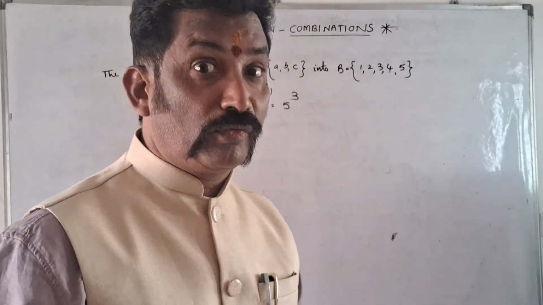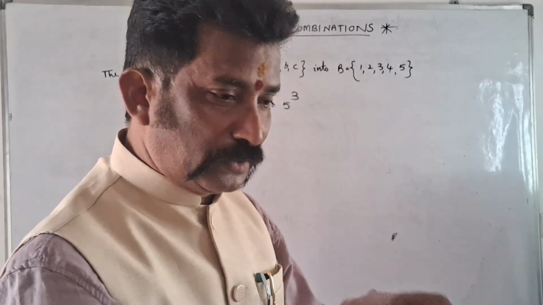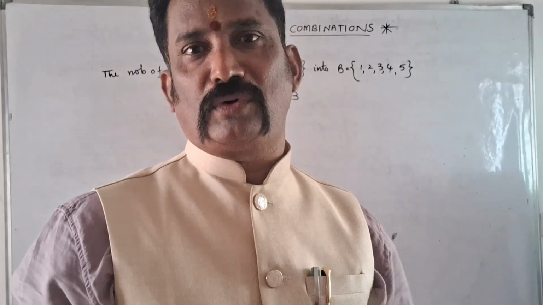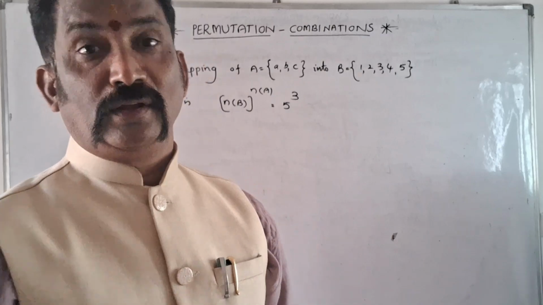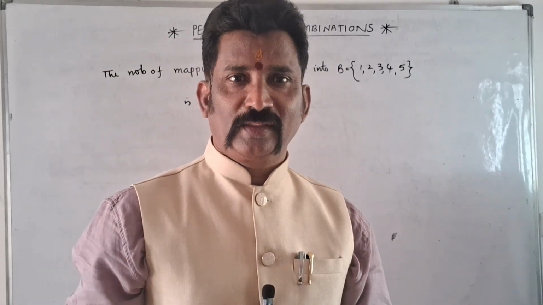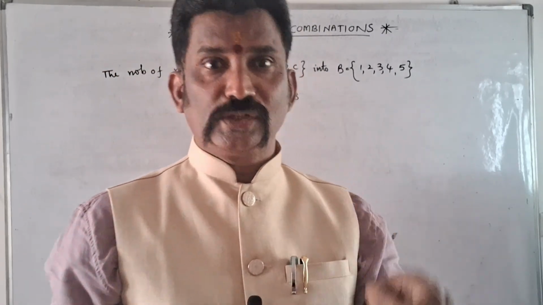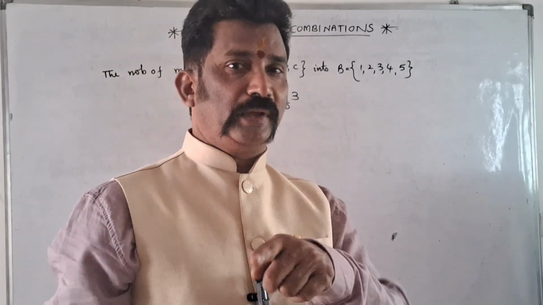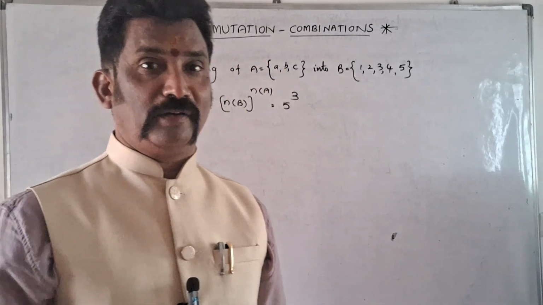What about one function? N of B permutation P n of A, that is one function. This one is the number of possible functions. The number of possible functions from A to B is equal to n of B whole to the power of n of A.